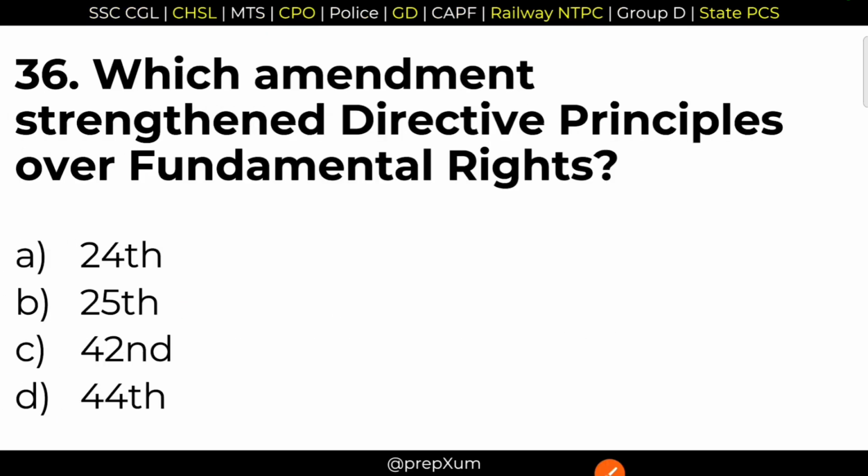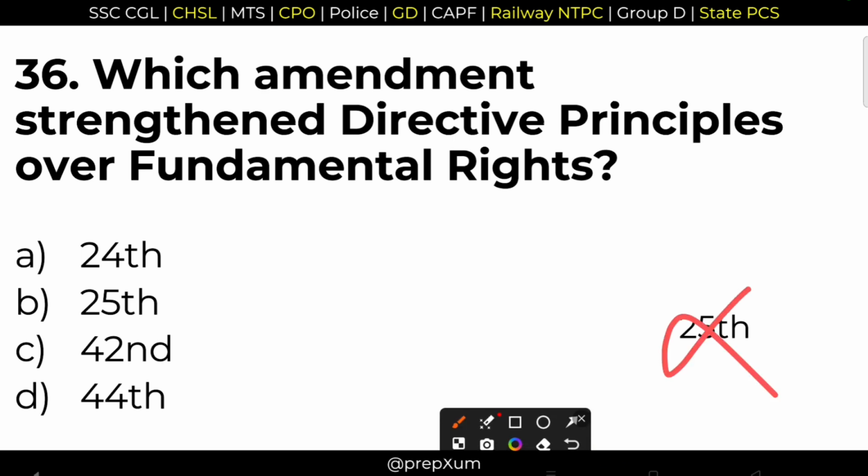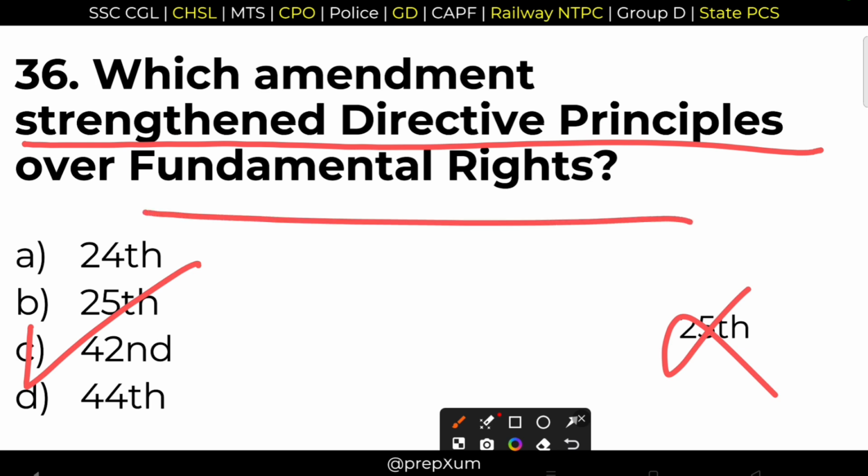36. Which amendment strengthened directive principles over fundamental rights? Right answer of this question is option number C, 42nd. The 42nd, no, it is not 25, it is the 42nd. The 42nd Constitutional Amendment Act strengthened directive principles over the fundamental rights.